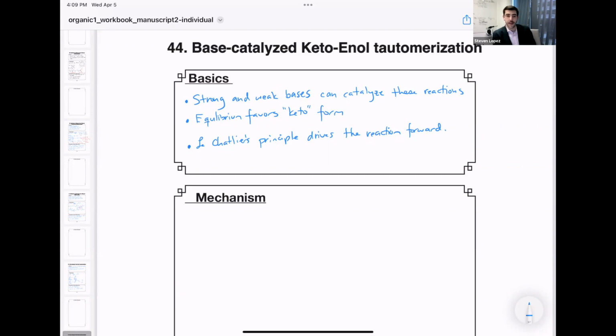The equilibrium favors the keto form, just like in the acid-catalyzed version. And again, Le Chatelier's principle is going to drive this reaction forward if the keto form is then used in a subsequent reaction. Let's look at the mechanism.